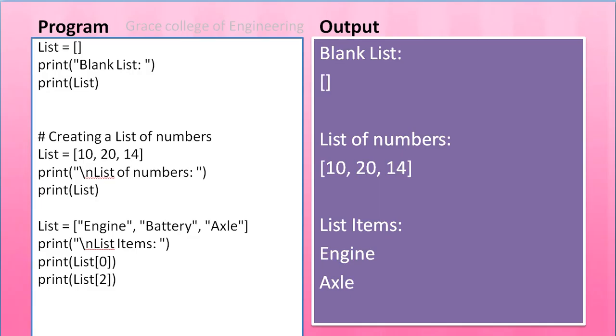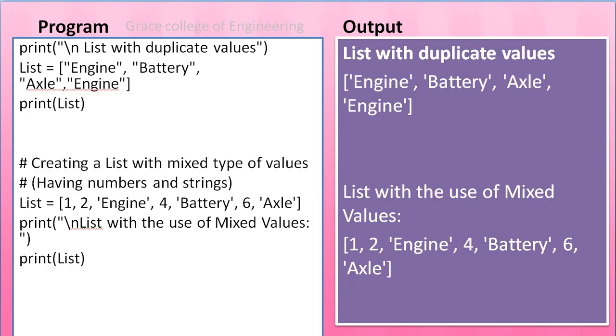Let's see the program. First, the empty list is created. Similarly, I have given the output also. Then creating a list with the elements, with the numbers first and then with the elements. Next, a list with duplicate values. Here list allows duplicate values. So engine, battery, axle, and one more time engine is present. So it will be executed, and in the output also you will get the duplicate values.